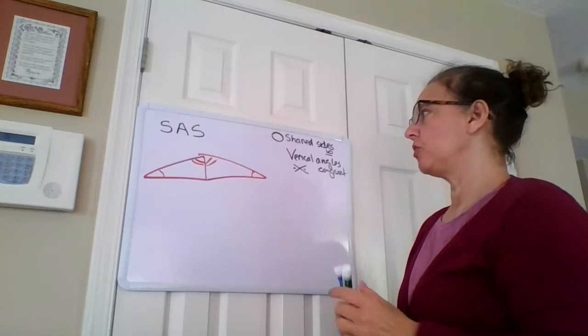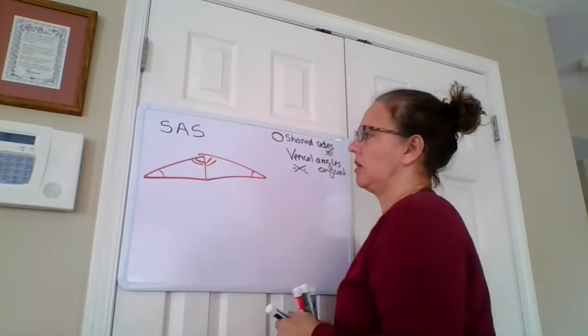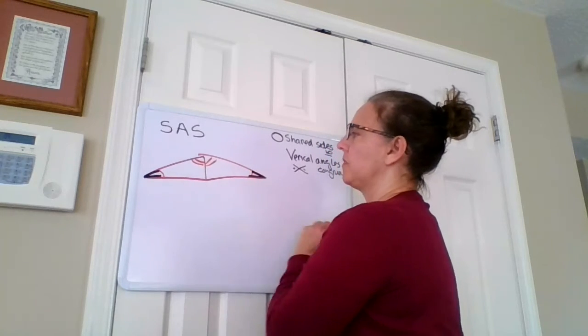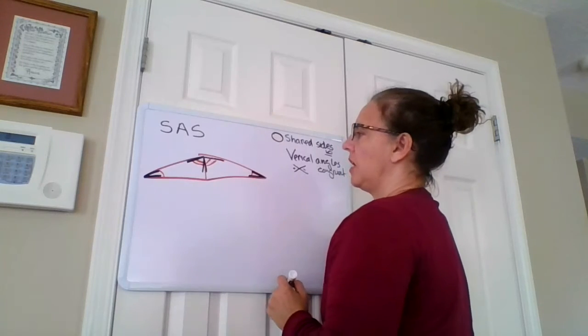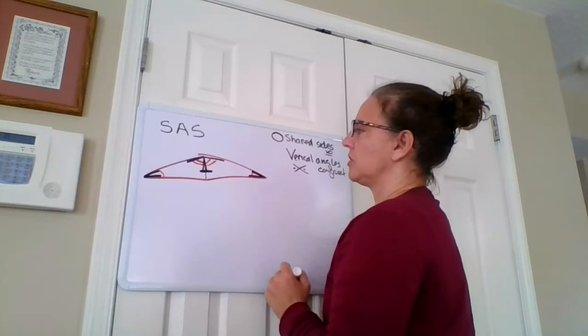So far I have 2 angles marked that are congruent. This angle is congruent to this angle. This angle is congruent to this angle. And do I have a shared side? Always check for the shared side.